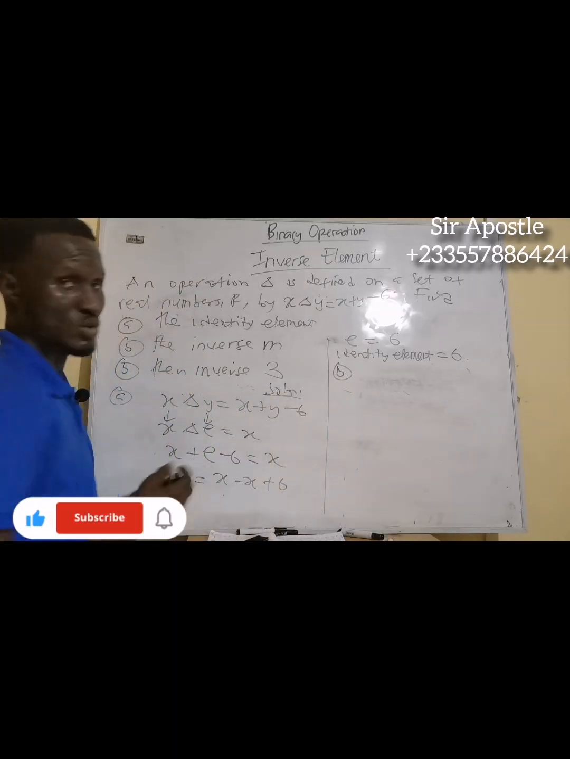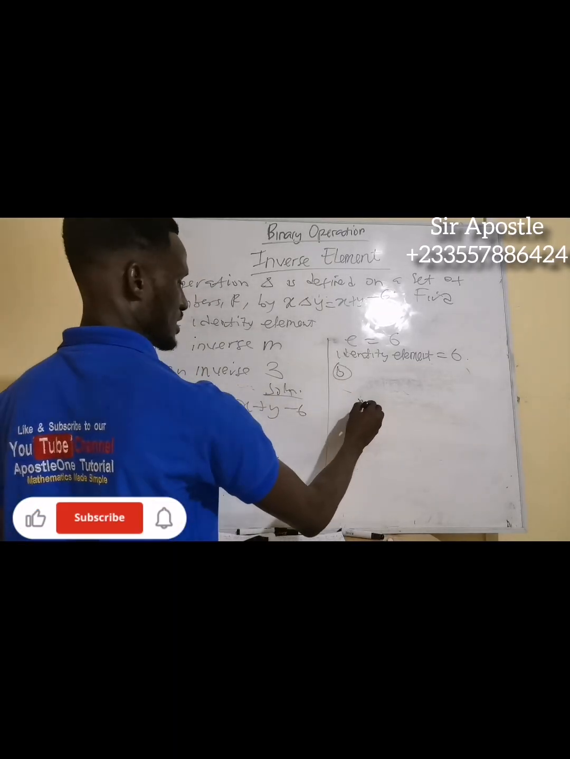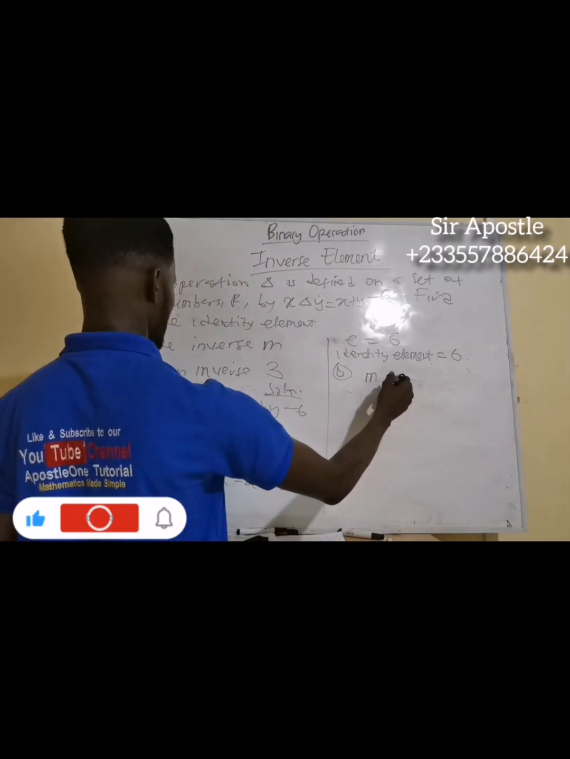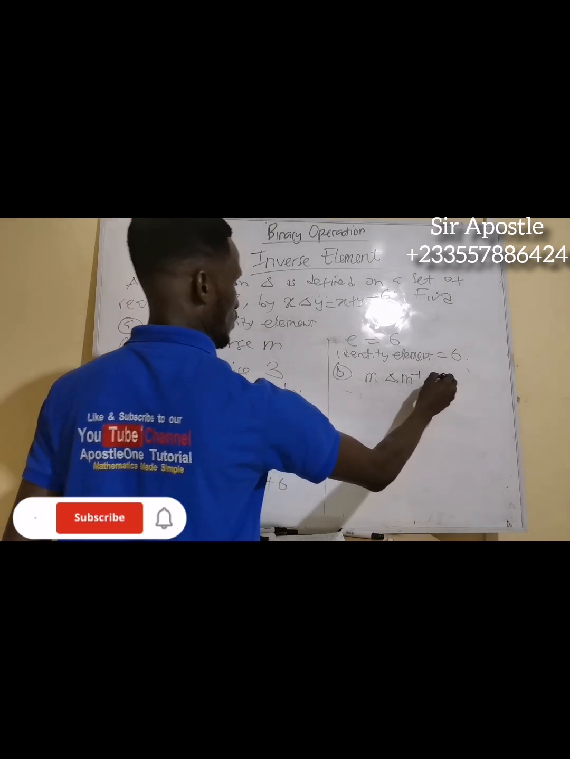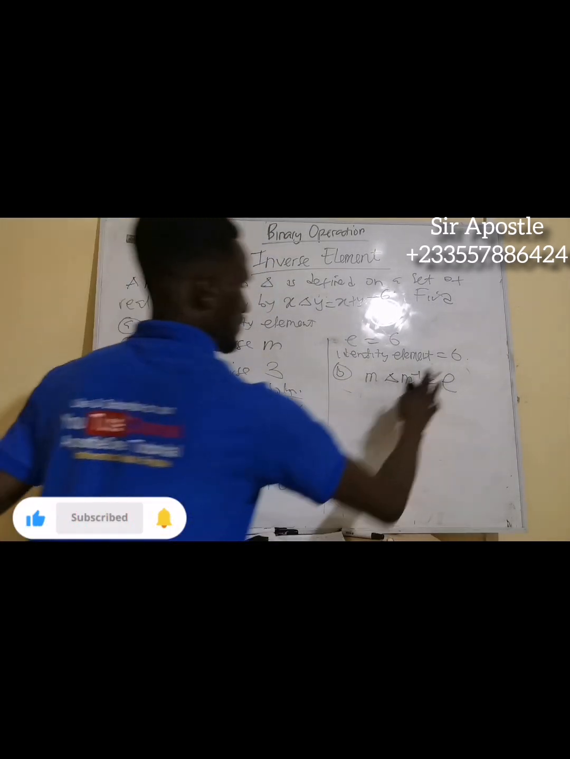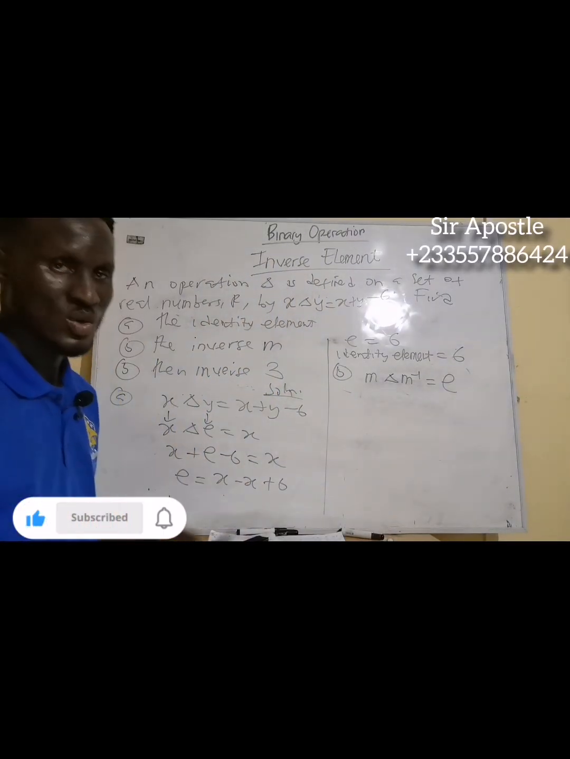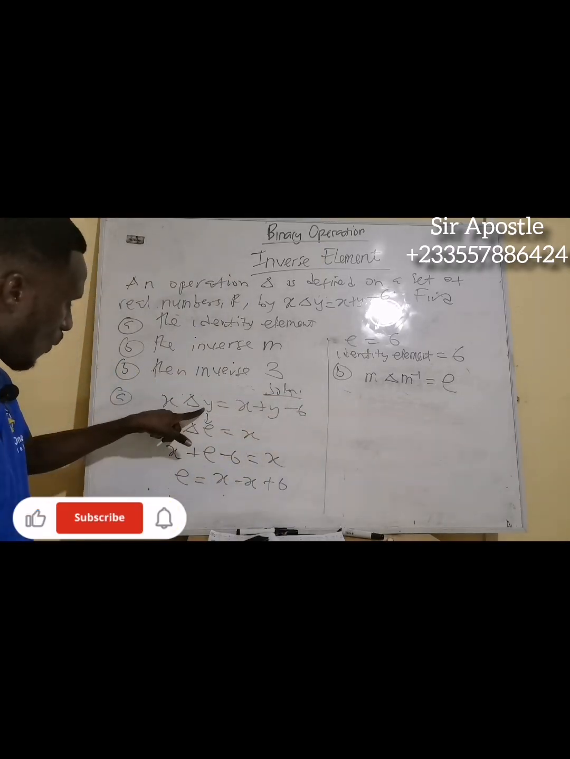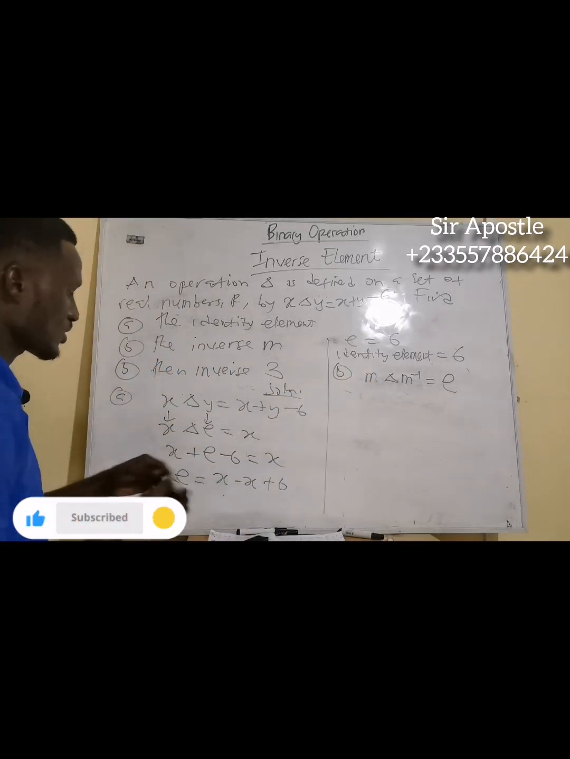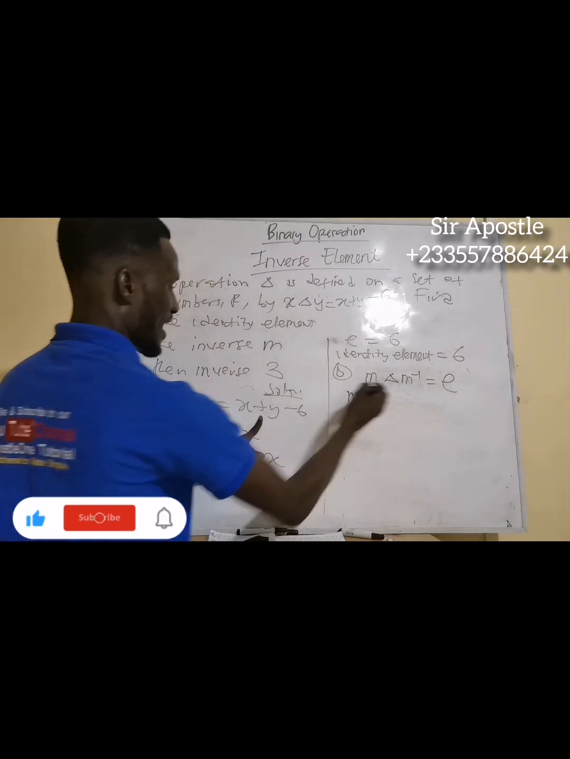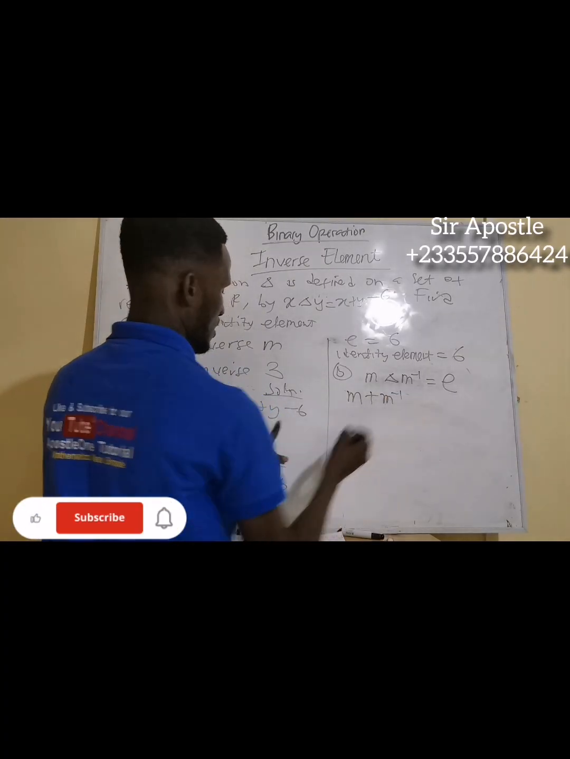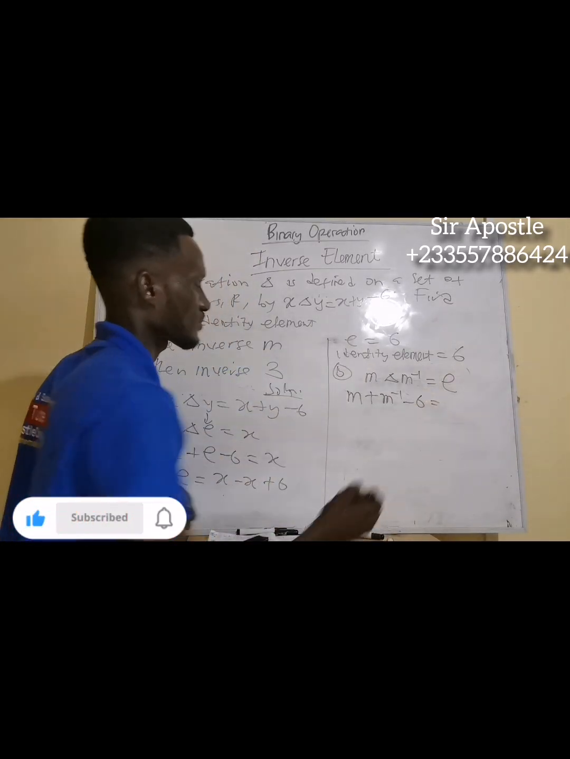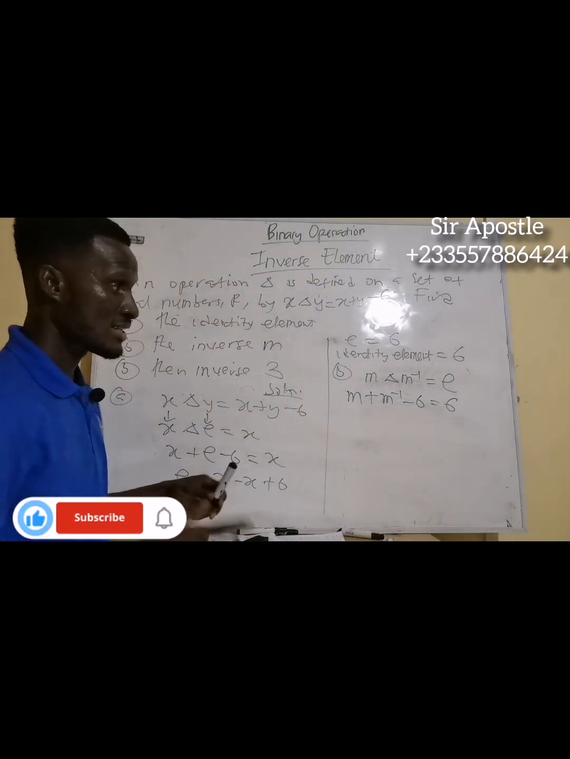Now let me go to B. B says we should look for the inverse of m, and the inverse of m is m exponent negative 1. Don't forget it. Inverse of m means m operating on its inverse is supposed to give me the identity element, and don't forget this is 6. So let's compare: x is now m, y is now m inverse. Let's substitute: m plus m inverse minus 6 is supposed to give me the identity element, which is 6.